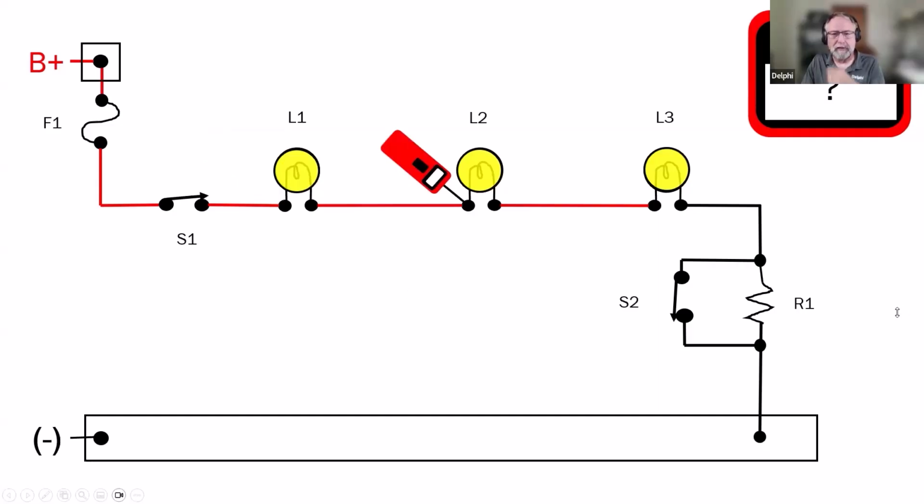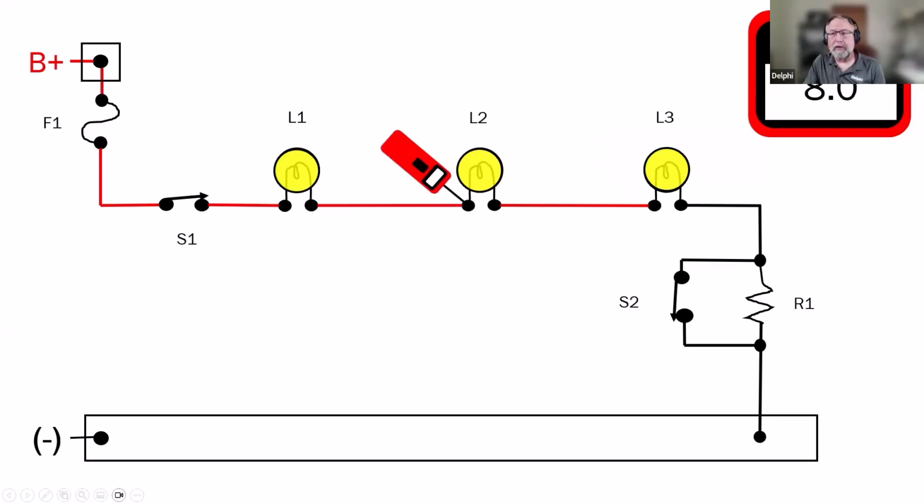What are you going to see? Now, if all 3 of these are the same wattage, basically they're going to be sharing the 12 volts amongst each other. So L1 will consume 4 volts, L2 will consume 4 volts, L3 will consume 4 volts. So what is the voltage difference between here and the battery negative at this point? The answer is 8 volts. So there's 8 volts of difference between the battery negative over on the lower left and the point that the power probe is connected to.